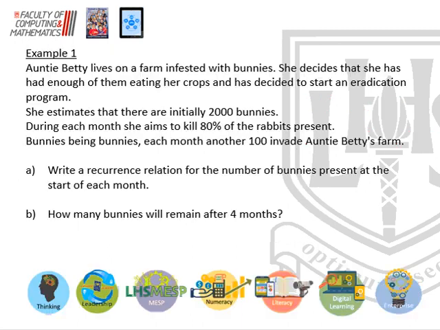Okay, so I'm going to give you another question now. Auntie Betty lives on a farm infested with bunnies. She decides that she has had enough of them eating her crops and starts an eradication program. She estimates there are initially 2,000 bunnies. During each month, she aims to kill 80% of the rabbits present. But then, bunnies being bunnies, each month another 100 invade Auntie Betty's farm. Both these examples came from a Mr. Colleen at Bill Baxter.